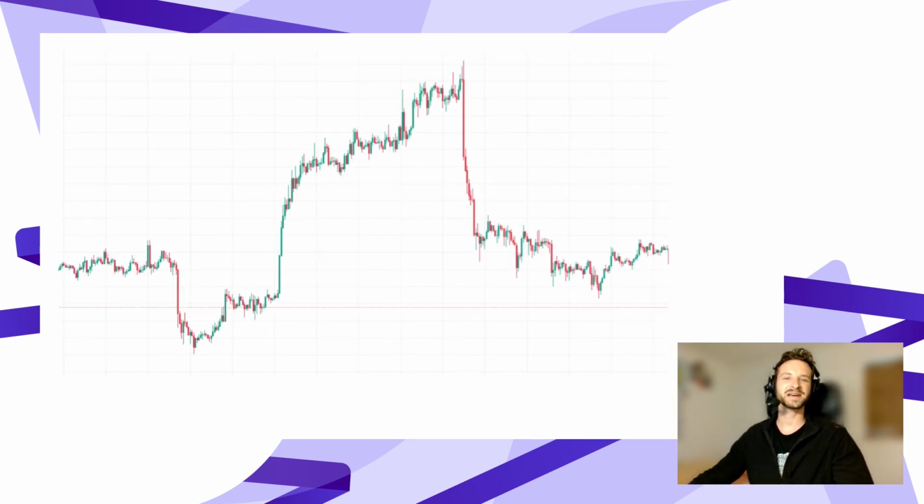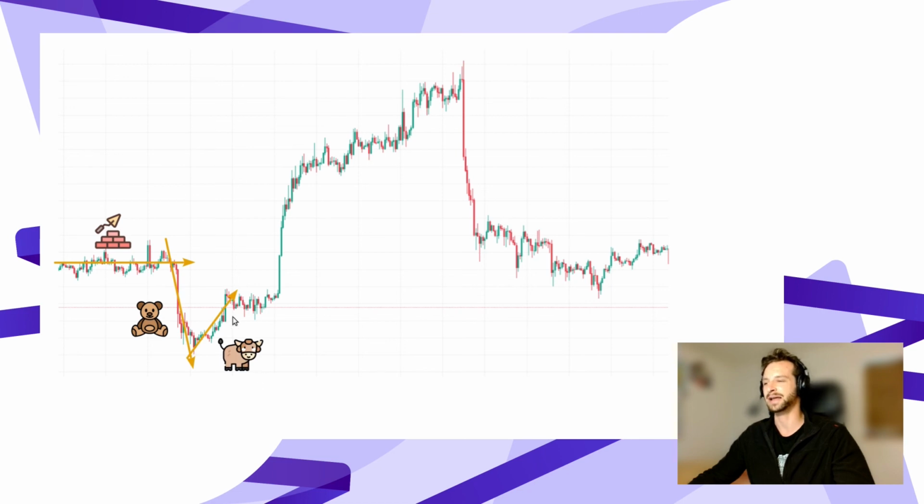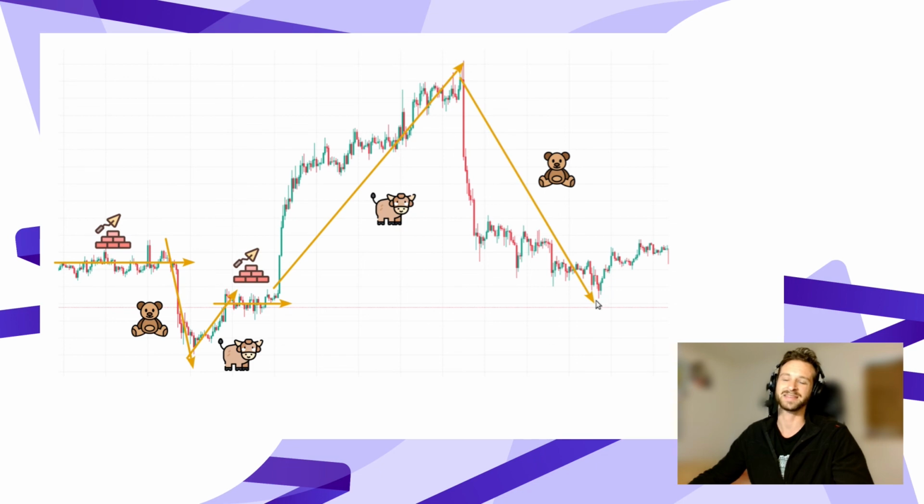Okay, let's test ourselves and see if we can spot the different trends in this chart that I showed you in the introduction. So the first section here, you might have guessed, is a consolidation as the price is moving horizontally. Then we have a big drop, so that's a bear market, which is then followed by a bull market. Then we're back to a little period of consolidation, which is followed by a huge bull market, itself also followed by a huge bear market. And then we finish with a bull trend.